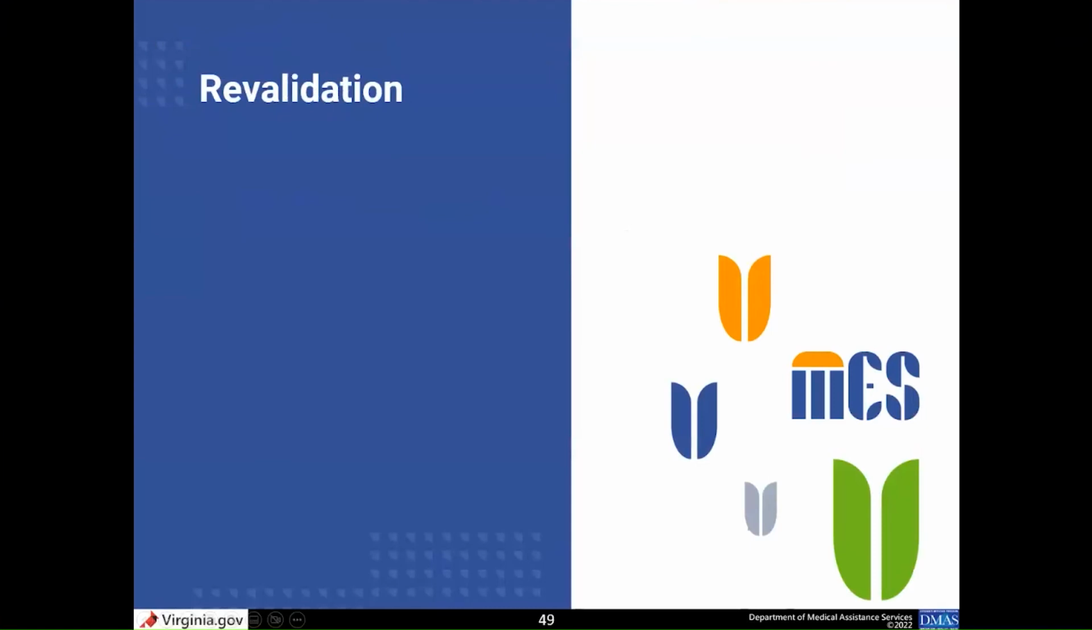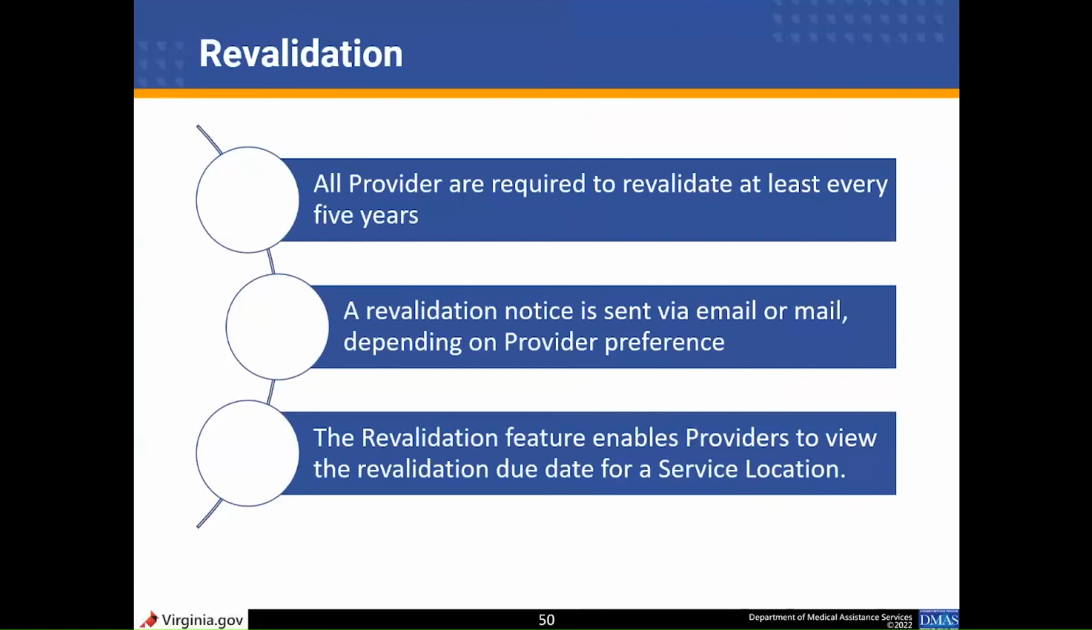Our next section is Revalidation. So all Virginia Medicaid providers are required to revalidate their enrollment information at least every 5 years. When a provider's service location has met the required revalidation criteria, a revalidation notification is sent via email or mail depending on the provider's preference.